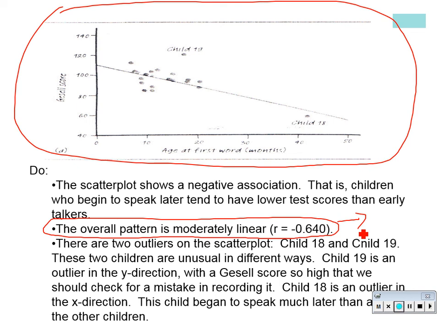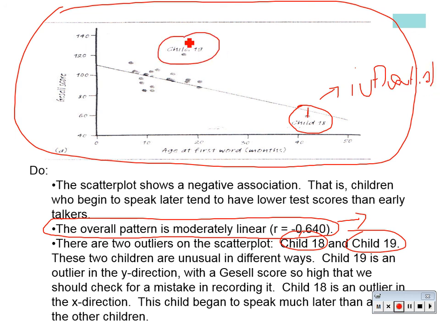There are two outliers in the scatter plot, child 18 and child 19. We would say that child 18, because their residual value is very small, this point is influential. Child 19, because their residual value is much larger, we would say that this is an outlier.